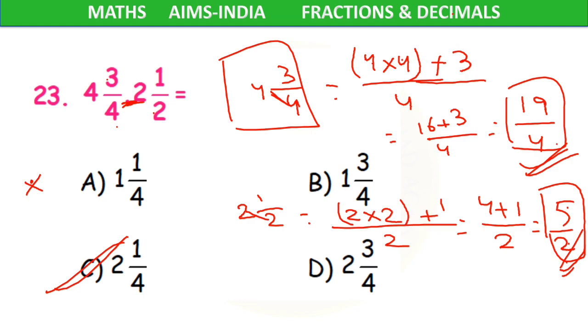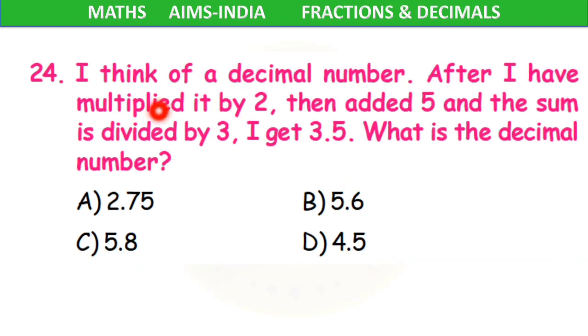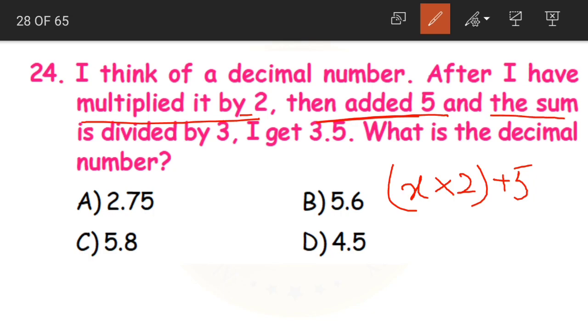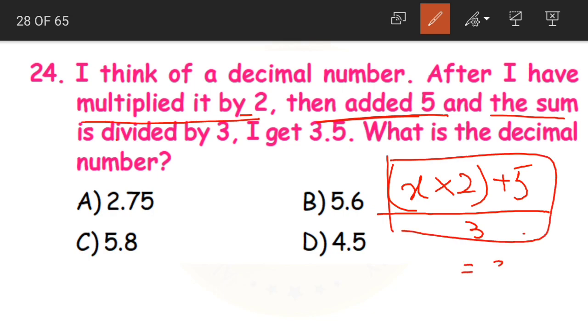Understood, children? Question number 23. Next question, 24. I think of a decimal number. After I have multiplied it by 2, we are having a decimal number, say x. To this product I have added 5, and the sum, that is this total, is divided by 3. So after I do all these to the decimal number, the answer I get is 3 by 5. So what should I find out? We should find out what was the decimal number that we have started with.